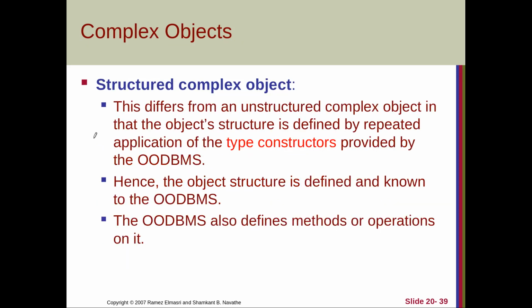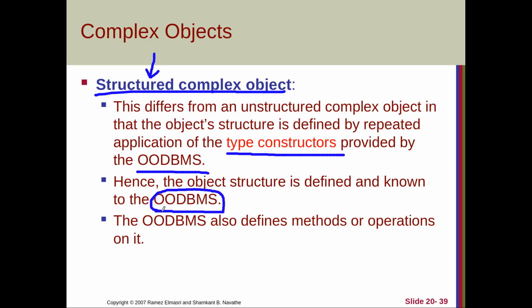Now what about the structured complex object? What is the difference here? The difference is that the object structure is defined by repeated application of type constructors. In the previous slides we were discussing the creation of different types or classes by using repeated type constructors like tuple, set, etc. If you are following that specific structure, it can be called a structured complex object. The object structure must be known to the object-oriented database management system, and it also defines the methods and operations that are required for the classes or types that we define using the OODBMS.